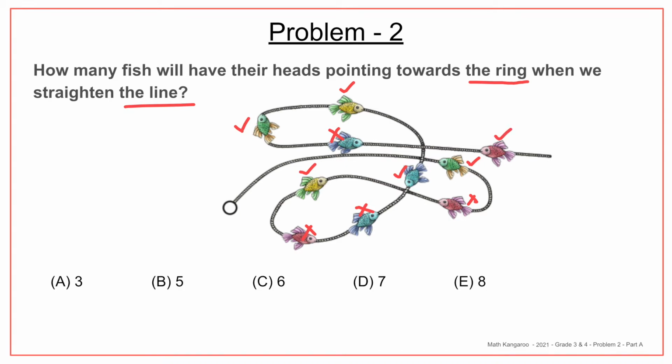So how many tick marks do we have? We have 1, 2, 3, 4, 5 and 6. So the correct answer is option C, 6.